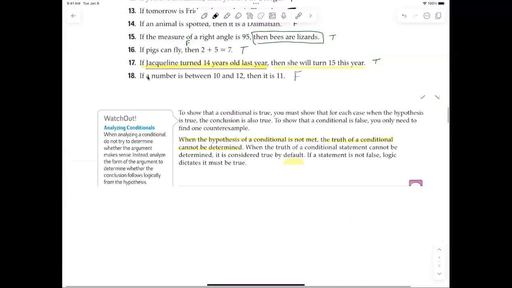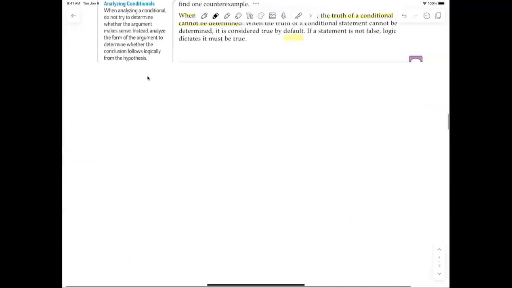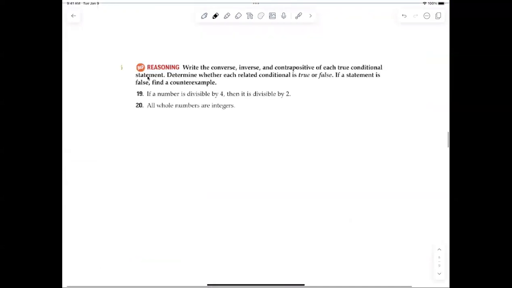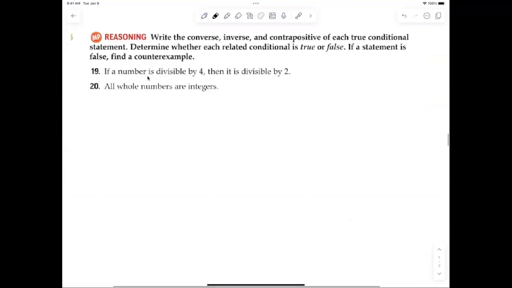All right. Here we go. Let's move down now. All right, now I'm teaching you the converse, the inverse, and the contrapositive of each true conditional statement. Determine whether each related conditional is true or false. If a statement is false, find a counterexample. So if a number is divisible by 4, then it is divisible by 2.